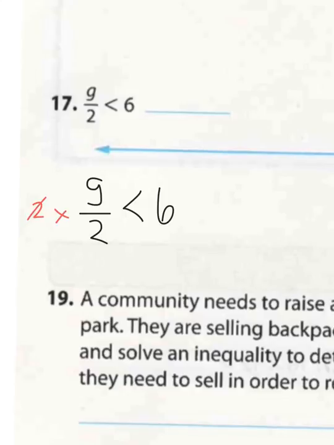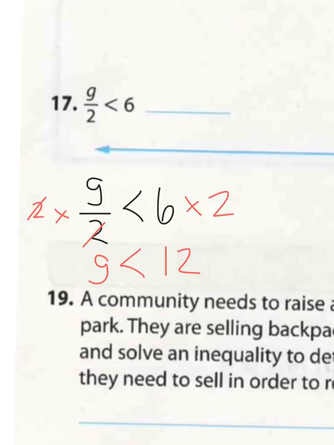And when I do that, these cancel each other out. And I have to do it to this side too. Oops, that was supposed to be a 2. Doesn't really look like a 2, so let me fix that. Again, I'm multiplying by 2. So now all I'm left with is g, my less than sign, and 6 times 2 is 12, right? So again, I just have to go over there and graph it now.